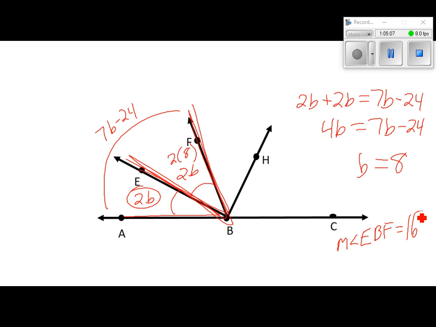Matt, it's 16 degrees. All right? That's the measure of angle EBF. 16 degrees. Measure of angle EBF is 16 degrees. Oh, I thought you said 17. No, 16 degrees. Someone said 16. What angle?